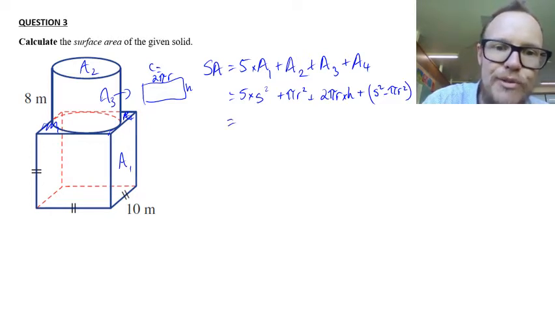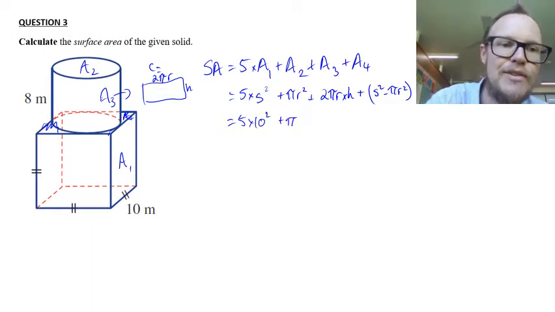So we can substitute in now. Our side length is 10 squared. The radius of our circle, the diameter all the way across, is 10.